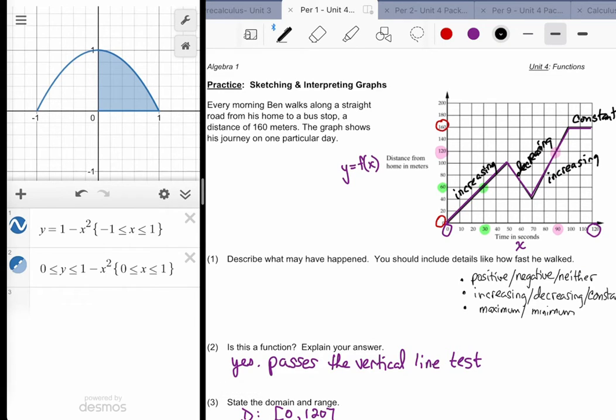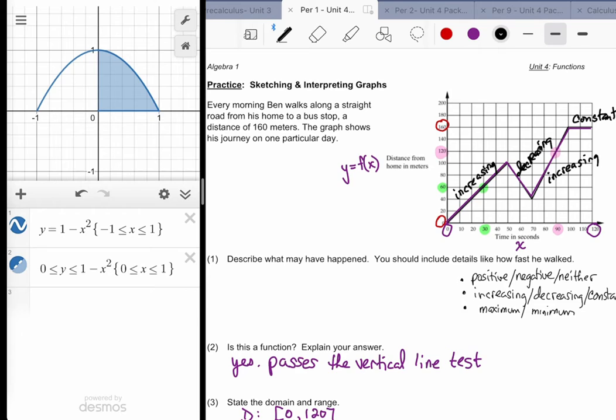All right. So what we're going to say here, again, is we're going to make our statements, but then we're going to justify it mathematically. Every morning Ben walks along a straight road from his home to a bus stop. So we know that eventually he's going to get to the bus stop. So the assumption is that that's going to be over here somewhere. A distance of 160 meters. Once he gets to a distance of 160 meters, then we're pretty confident that he's arrived at his destination. I mean, that's the whole idea.